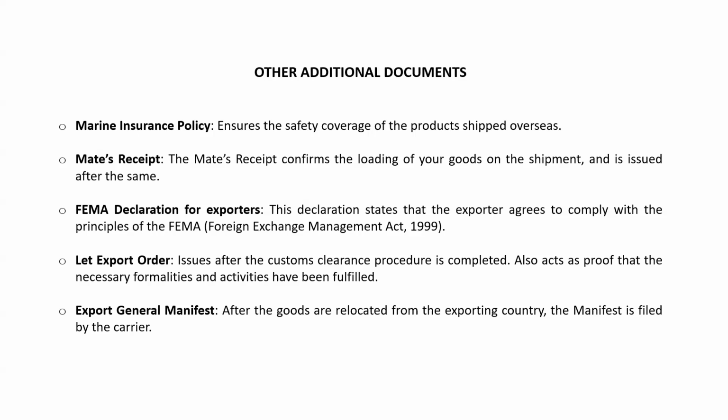And the export general manifest, again issued by the commanding officer of the ship. After the goods are relocated from the exporting country, the manifest is filed by the carrier. Carrier here refers to the shipping vessel, the container vessel or the cargo vessel. You have the topmost shipping carriers all over the world: MSC, CMA CGM, Evergreen, Hyundai, and Maersk. Yeah, these are the famous shipping carriers.